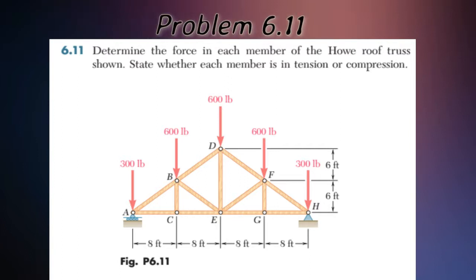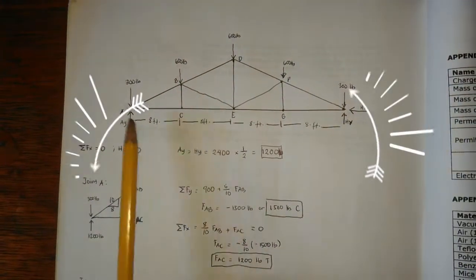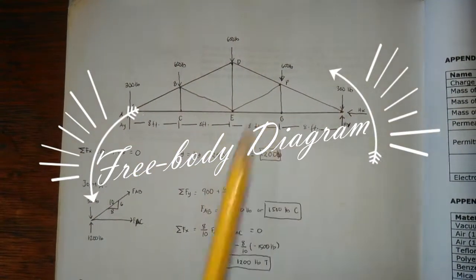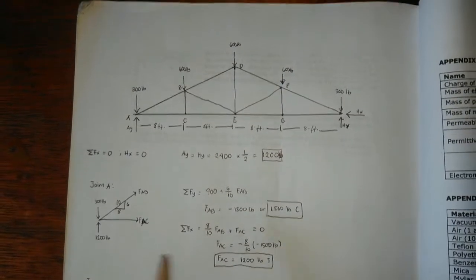Problem 6.11. Determine the force in each member of the house roof truss shown. State whether each member is in tension or compression. So this is our free body diagram of figure 6.11.